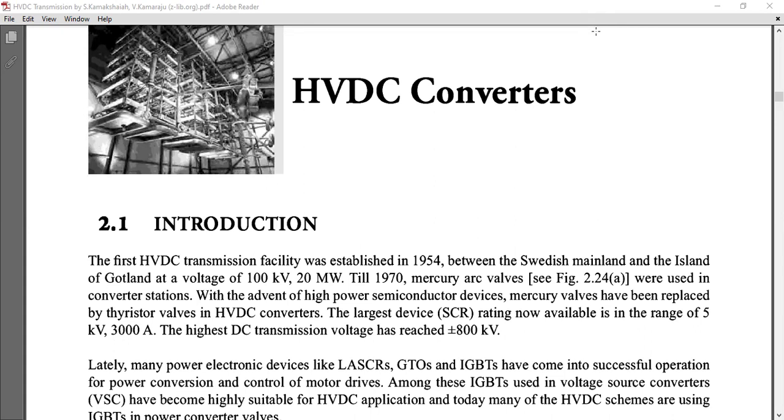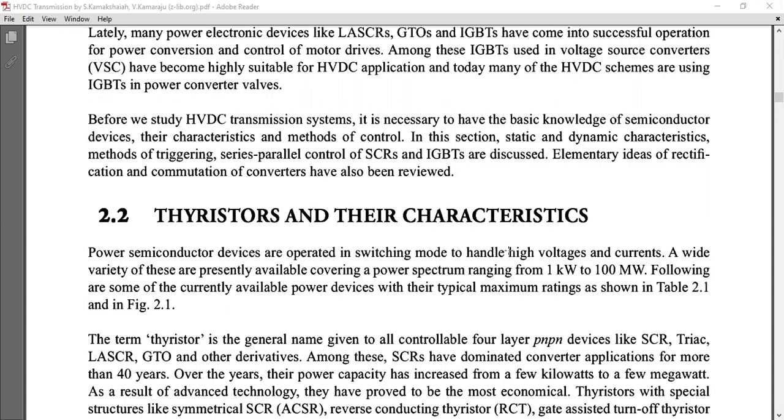Now we are discussing the HVDC converters. Before going too deep into the converters and the operation of 6 pulse and 12 pulse converters, we will briefly discuss the thyristors and the remaining converters.